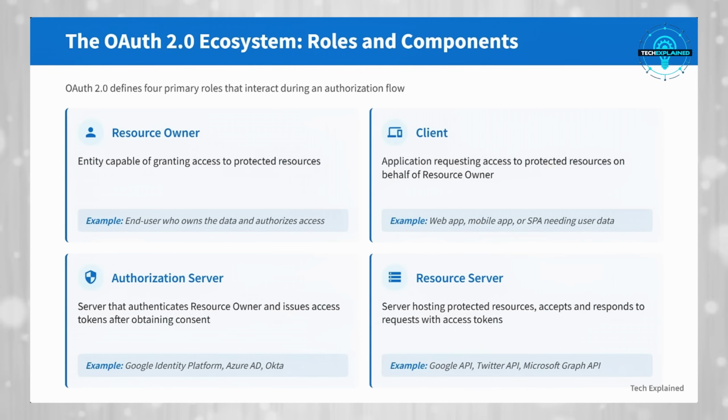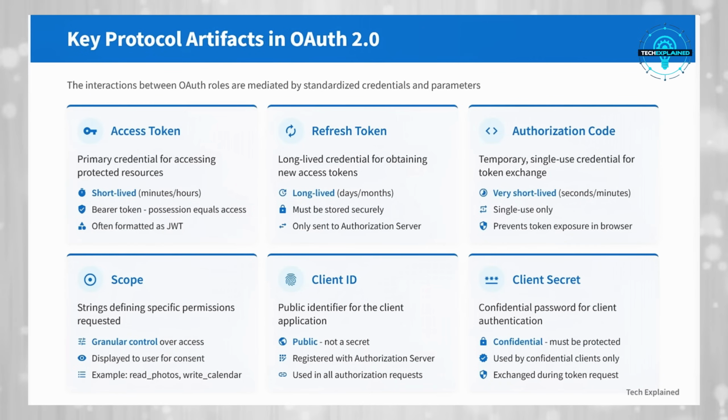Why is understanding these roles so important? Because they form the foundation of every OAuth 2.0 flow. The distinction between public and confidential clients is particularly important, as it's driven the evolution of OAuth 2.0's security mechanisms, including the development of extensions like PKCE, which we'll explore later. Now that we know the players, let's look at the tools they use to interact with each other. These are essentially the building blocks of OAuth 2.0.